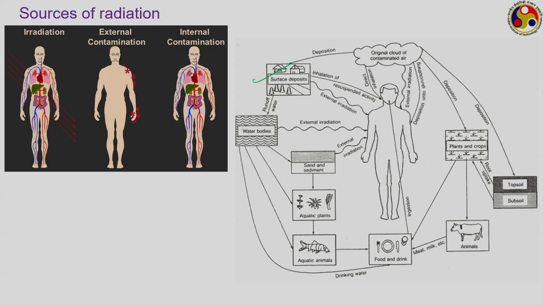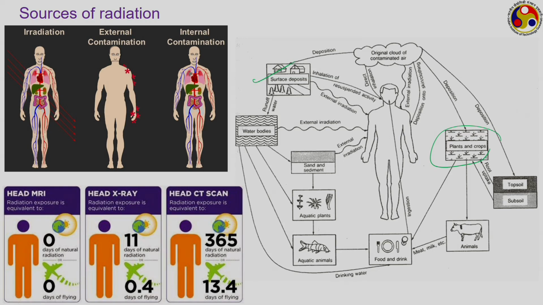Then what are the things which get directly contacted by the water body? The sands and sediments are there, aquatic plants directly taking it from the water body, and also aquatic animals. Now, when we are using those for our food, then we are directly getting the corresponding radiation into our body. Also, a cloud of contaminated air can deposit it on the plants and crops, from where it can go to the animals or to the soil, which is subsequently used for production of foods and drinks. So, there are several ways we can get contaminated by radiation.